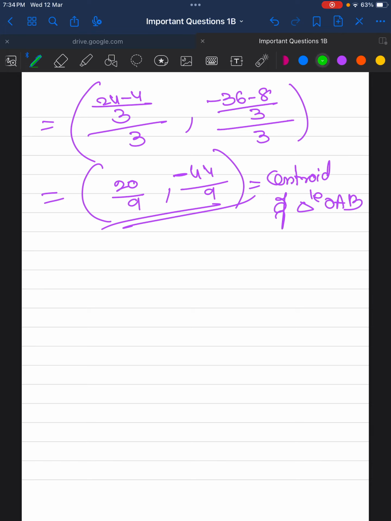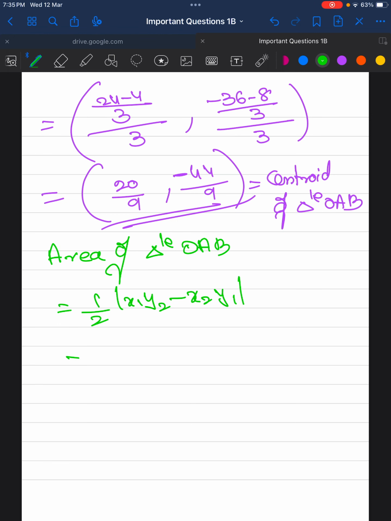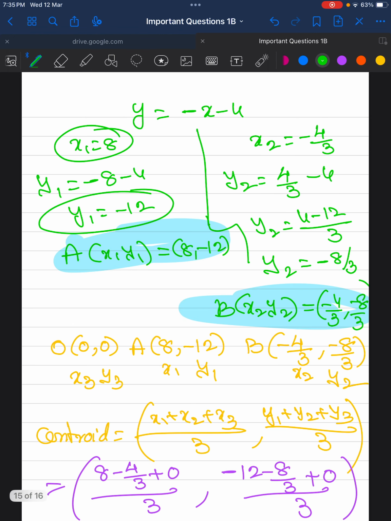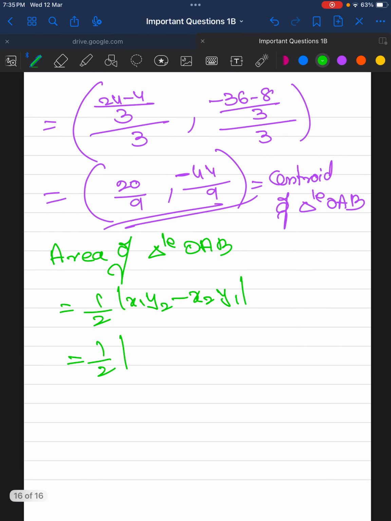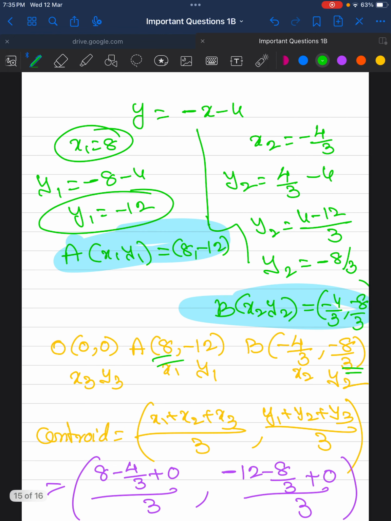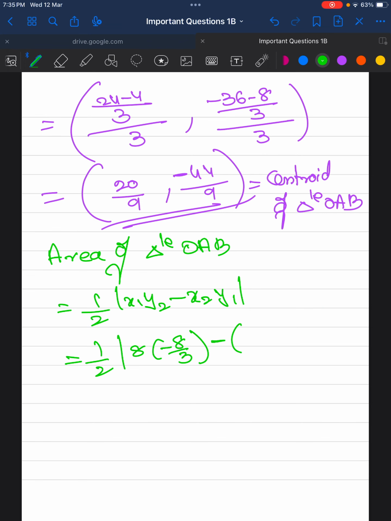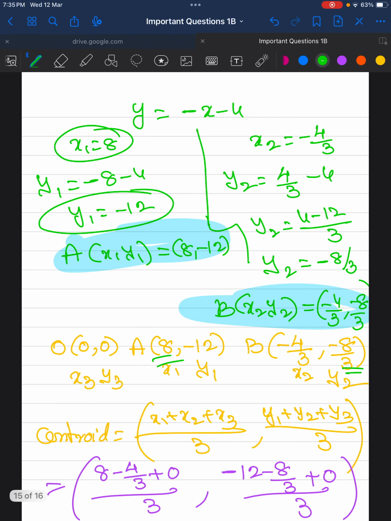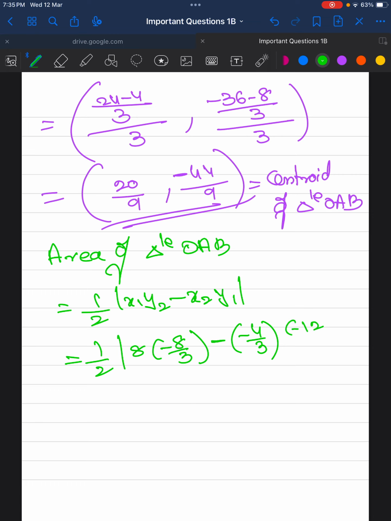Next, what did they ask? Area of triangle OAB. Already x3 y3 is 0. That's why you can apply the formula half mod x1 y2 minus x2 y1. What is x1 here? 8. y2 is minus 8 by 3. So I got 8 into minus 8 by 3 minus x2. What is x2? x2 is minus 4 by 3. y1 is minus 12. So if I simplify, what will I get?